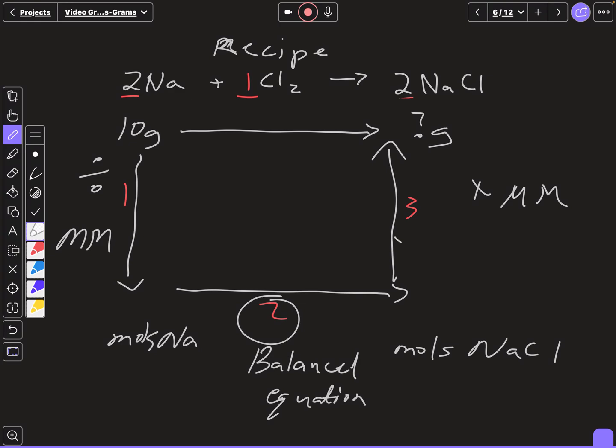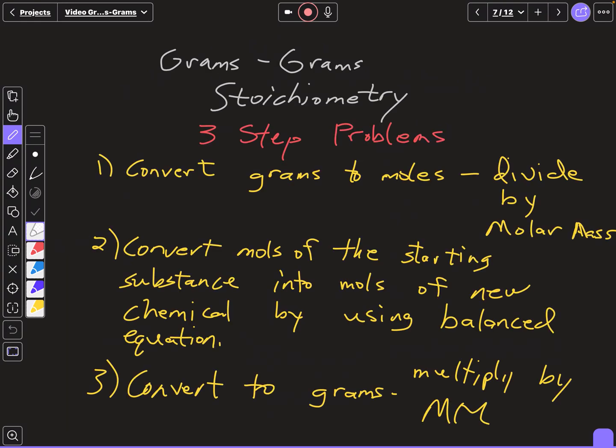So these are going to be 3-step problems. Alright, so grams to gram stoichiometry, you need to remember, it's 3 steps. First step is convert grams to moles of what you're given, so you divide by the molar mass. Step 2, convert moles of the starting substance into moles of your new chemical that you want by using the balanced equation. You use the coefficients.